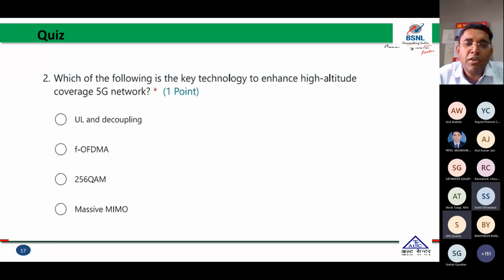Second question: which of the following is the key technology to enhance the high altitude coverage in the 5G network? Please mute yourself, it is generating noise. Uplink and downlink decoupling, actually downlink is missing here in this question; uplink and downlink decoupling, filtered OFDMA, 256 QAM, and massive MIMO. Which one is the key technology behind the high altitude coverage?